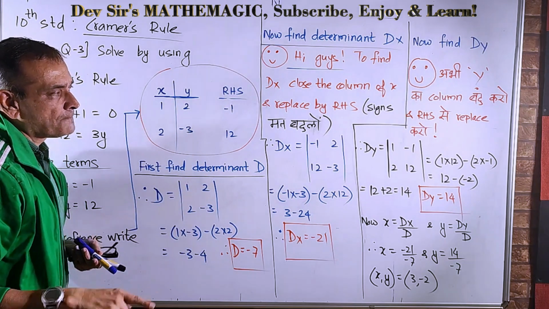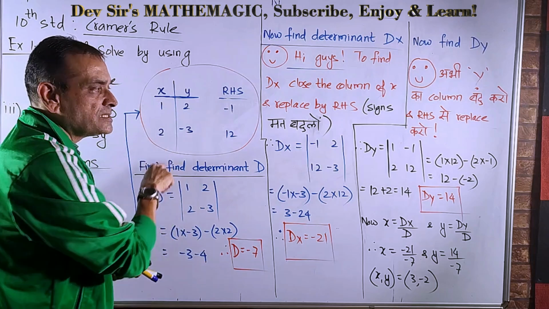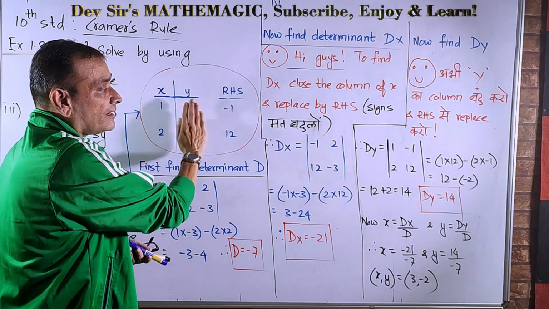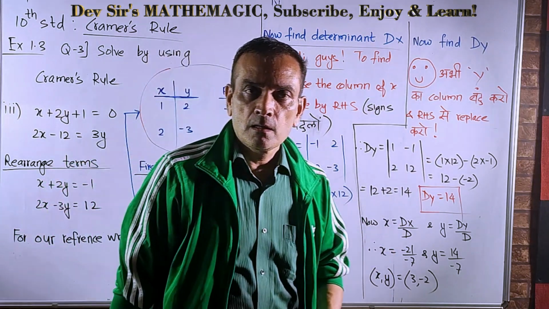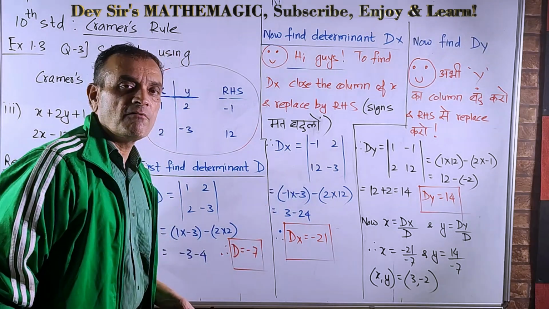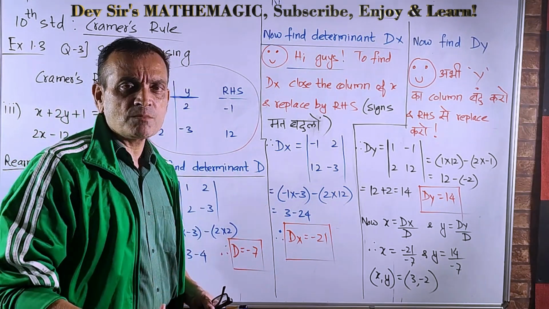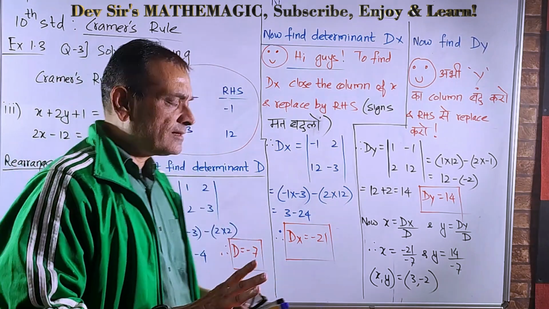Right? So dy देखो ना, 1 2 remains as it is. Close the column of y and -112. समझ में आया? क्लियर? y का कॉलम बंद करो, replace by RHS. That is dy. इसीलिए रेफरेंस अगर है तो it becomes simpler. If you don't want to write the reference, you can refer this also.